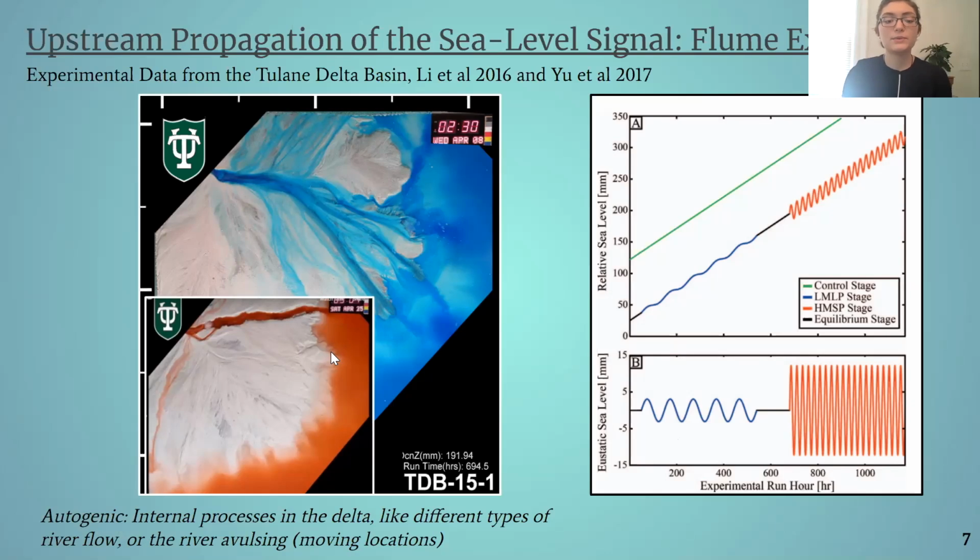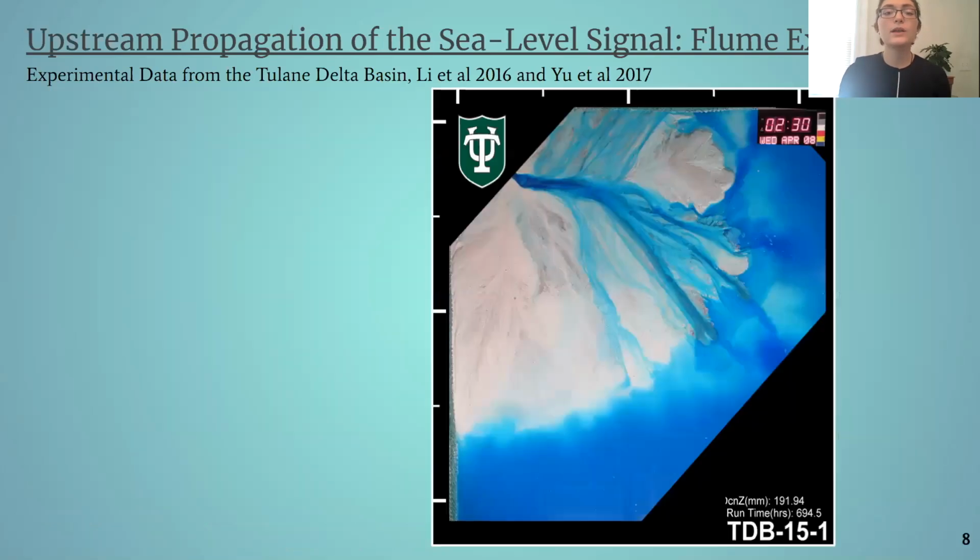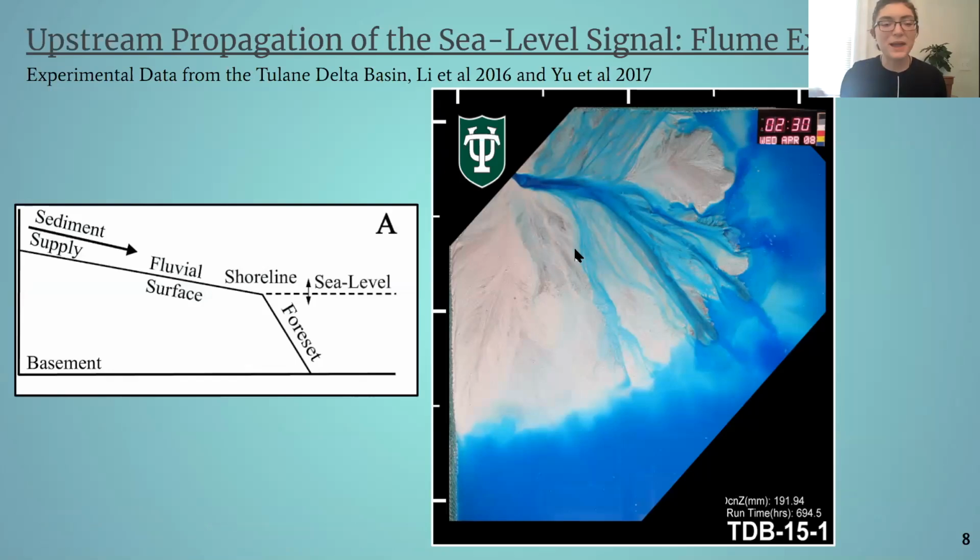And these changes can obscure the signal of changing sea level because they leave a large impact on the deltaic record. So we limit the effects of that changing river flow by taking the radial average, which means we average the whole fluvial surface into one profile, just like this, which may look a little familiar. I showed it in the beginning.